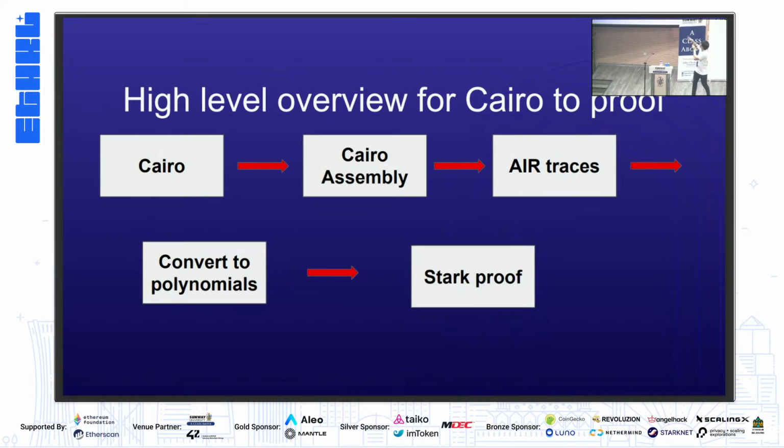So high-level overview of what Cairo to proof looks like. First we have Cairo, and then we compile down to this thing called Cairo assembly, or we call CASM, C-A-S-M. And from CASM, we will compile down to AIR traces. AIR traces basically describe the execution in numbers. So we have this long trace of felts, field elements, and that basically describes the behavior of our program. And from AIR traces, we will then convert to polynomials. And from polynomials, we'll then create a STARK proof out of the polynomial. So basically, this is a very high-level overview of how you convert your code to proof.